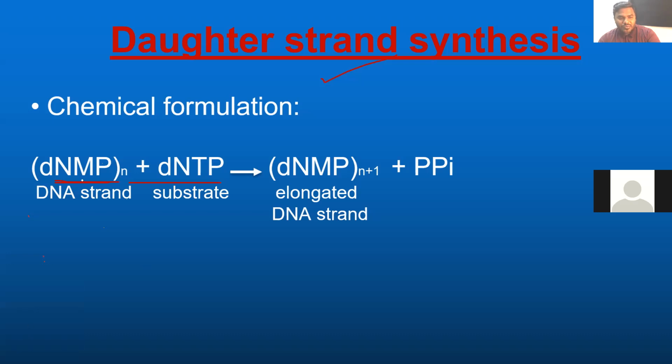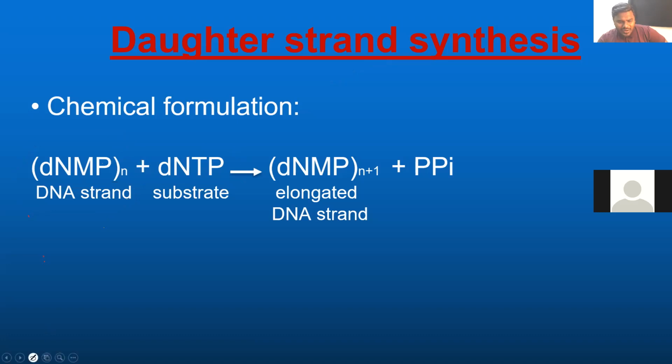In a simple way, my friends, dNMP, deoxyribonucleotide monophosphate. I will tell you one by one elaborately, just pay attention. N represents number. My friends, this is the unique statement. When one nucleotide is going to be associated with another nucleotide, all of you remember, it always comes in the form of a triphosphate, not one or two phosphates. You will understand in the next slide.